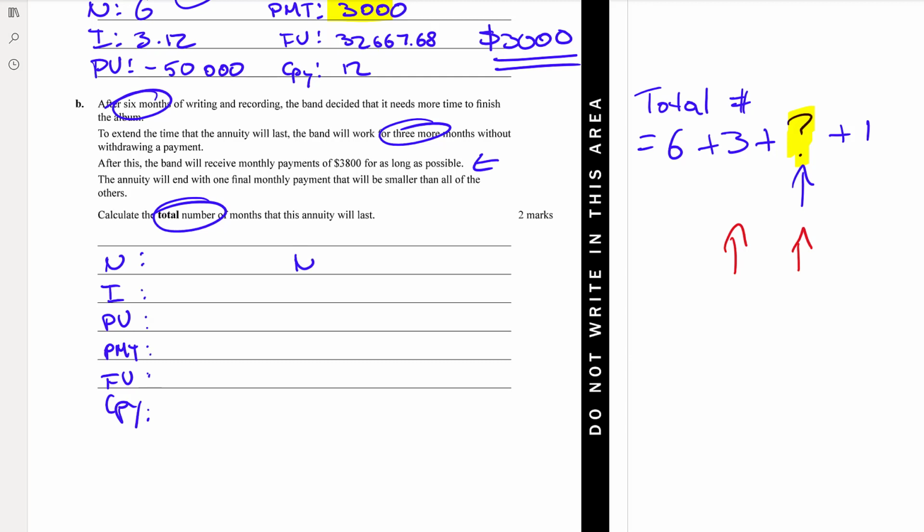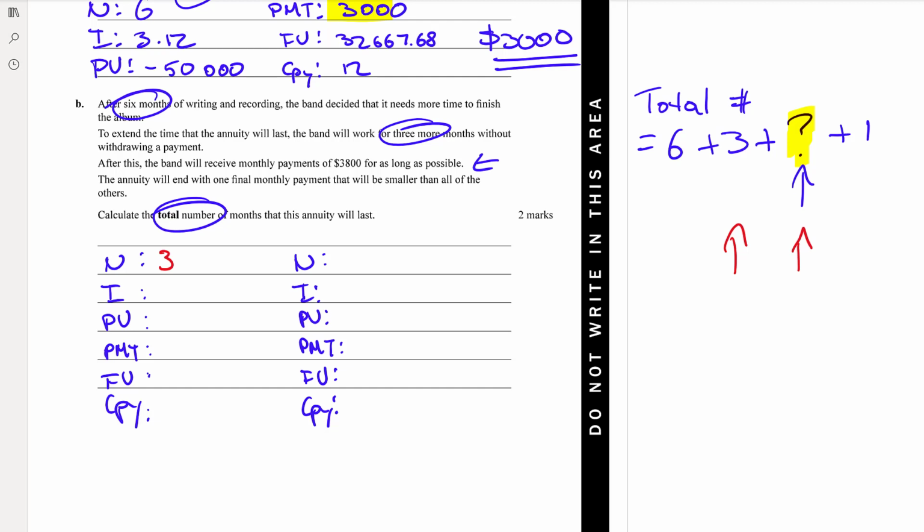And let's write out again because I'm going to have to use this again. I, PV, PMT, FV, and CPY. Okay, so let's do the first one. So how many payments is it? It's going to be 3 because that's the 3 months. This first one is the 3 months.